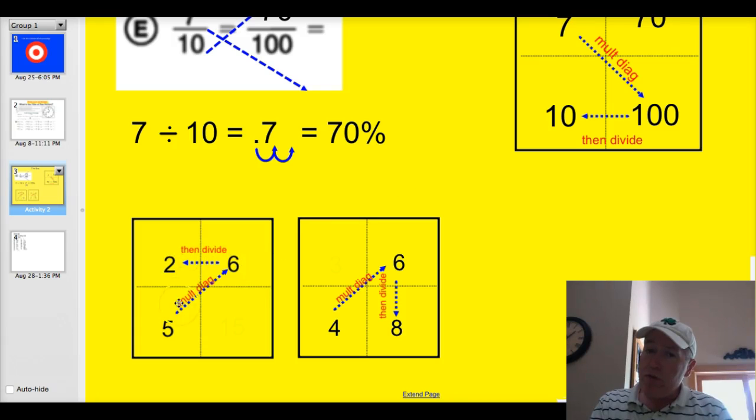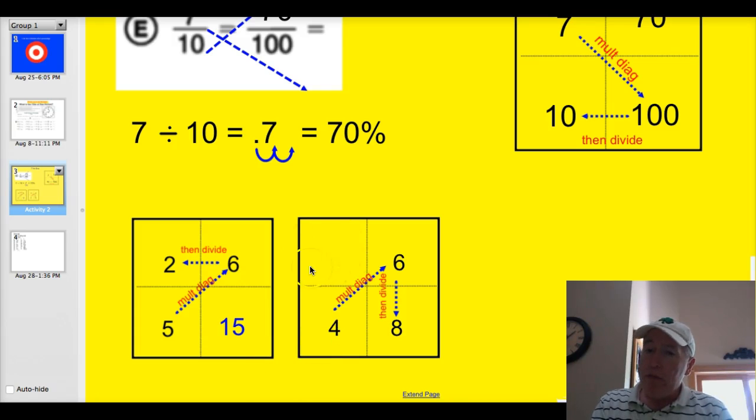Take, for instance, 2/5, and you want to know what the equivalent fraction is if the numerator is 6. Well, you can multiply diagonally. 5 times 6 is 30. Divided by 2 is 15. So 2/5 and 6/15, these are equal fractions. And again, check the cross products to double check. 5 times 6 is 30. 2 times 15 is 30.